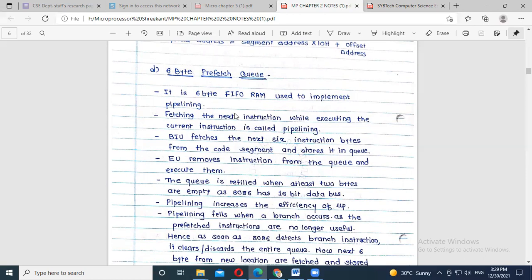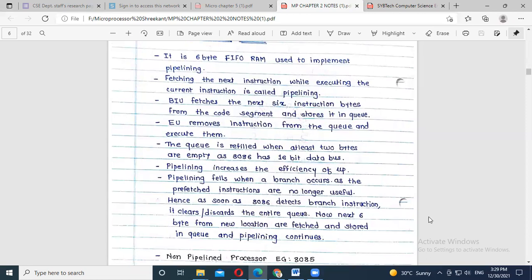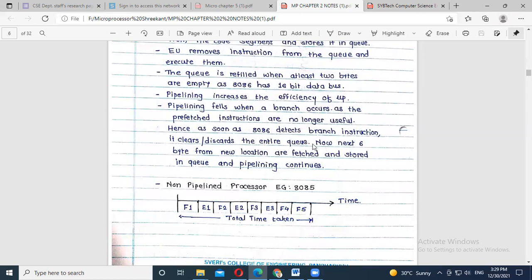So by fetching the next instruction, the execution is sped up for the instructions. That is called pipelining. The pipelining can increase the efficiency of the entire bus interface unit, and it can also prefetch the instructions, which can be used for execution of the program. The next 6 bytes from the new location are fetched and stored in the pipeline continuously.